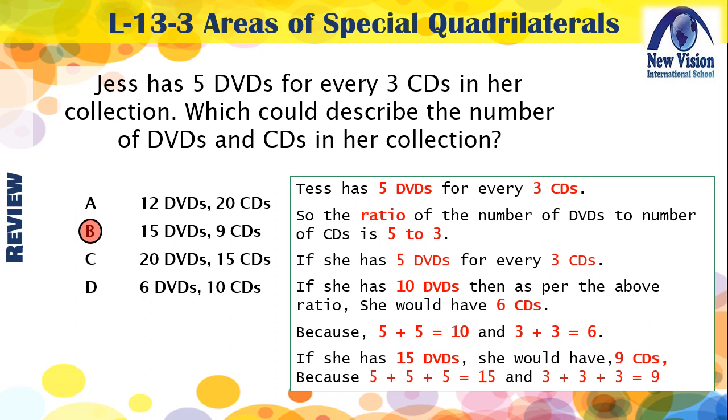If she has 15 DVDs, she would have 9 CDs. Very good. If she has 20 DVDs, how many CDs would she have? Very good. 12 CDs, but not 15 CDs. So choice C is wrong. The correct answer is choice B, 15 DVDs.